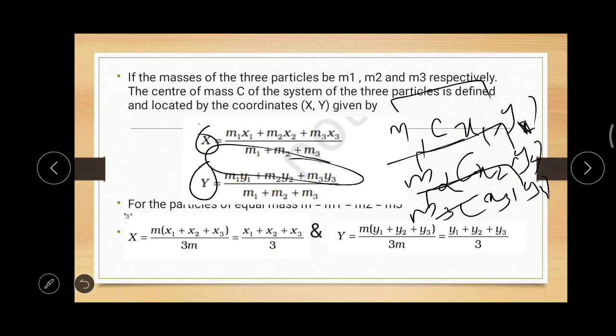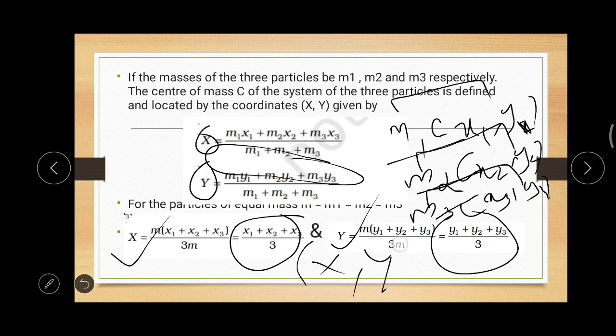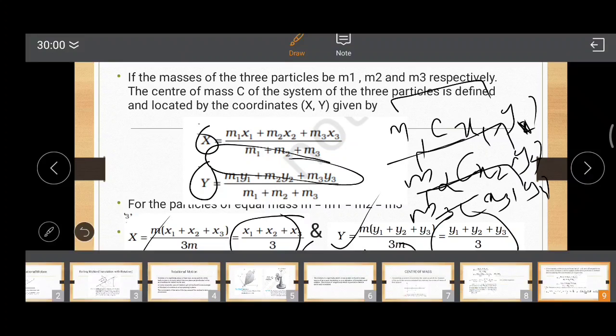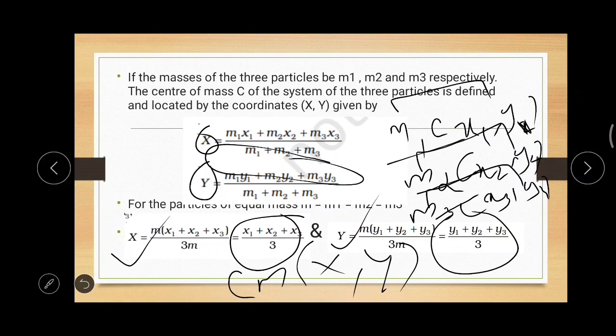And suppose m1 is equal to m2 is equal to m3, then X will be m into (x1 plus x2 plus x3) divided by 3m, that is (x1 plus x2 plus x3) divided by 3, and Y will be (y1 plus y2 plus y3) divided by 3, where capital X and capital Y are the coordinates of the center of mass. The center of mass is located at the point X, Y.